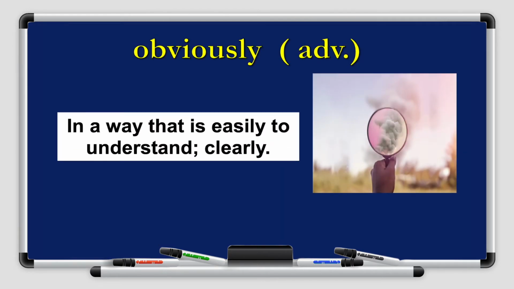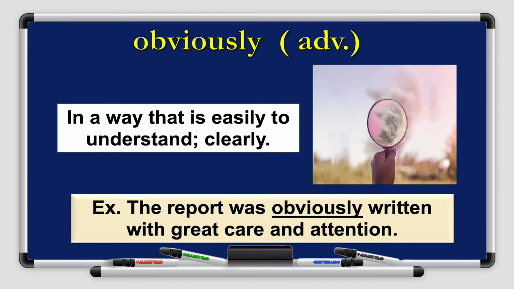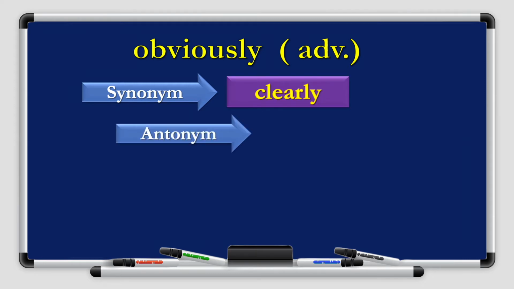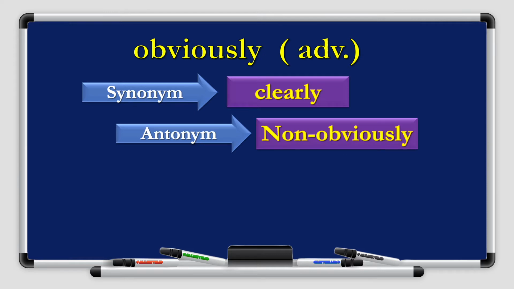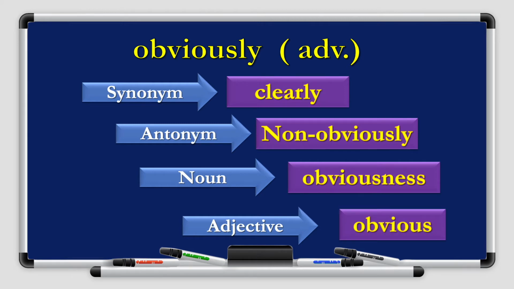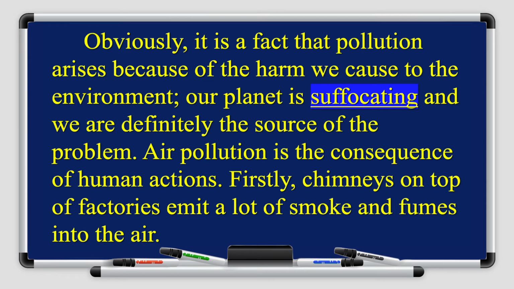The first word for today is the word obviously. Obviously is an adverb, which means in a way that is easy to understand. A synonym for it is the word clearly. For example, the report was obviously written with great care and attention. The antonym of the word obviously is non-obviously. The noun of it is obviousness. And the adjective of the word obviously is obvious.